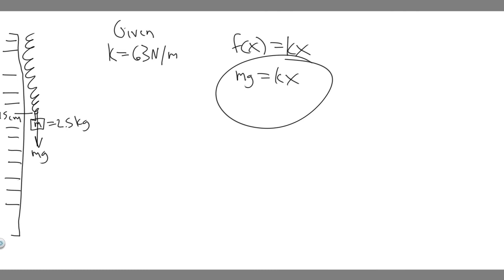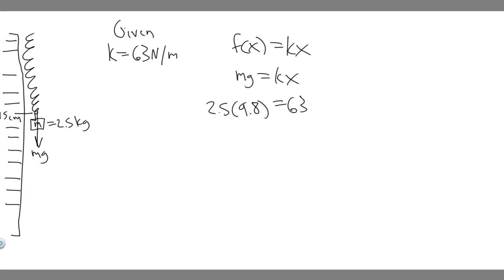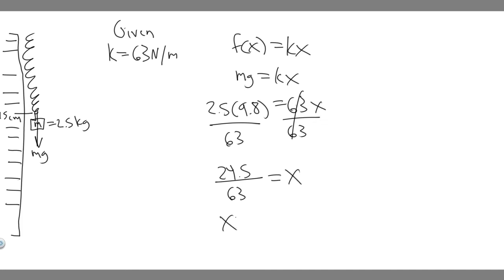So m is 2.5, and g is 9.8, just gravity, equals k, which is 63, multiplied by x. If we want to solve for x, just divide both sides by 63. If you do 2.5 times 9.8, you're going to get 24.5, and then divide by 63. If you go ahead and do that, x is going to be equal to 0.3888, and so on. I'm going to round it to 0.39.